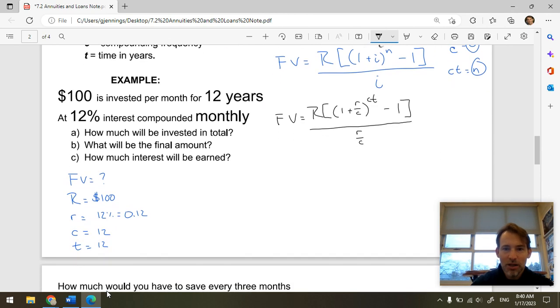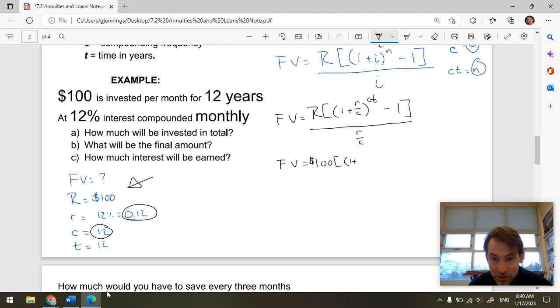Okay, now let's substitute in. We have our handy dandy chart over there. We can substitute it in. Future value is equal to $100, that's the regular payment we're going to make each month, multiplied by 1 plus r over C. Well, r divided by C is going to be 1% per month. This is 12% per year. So we will have 0.01 and the bracket, all raised to the power CT.